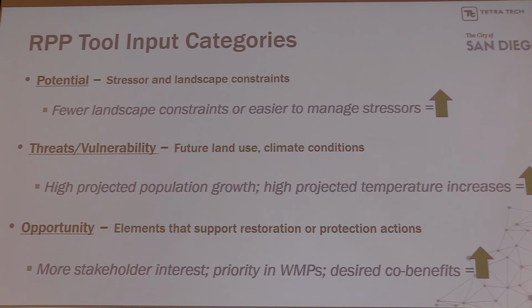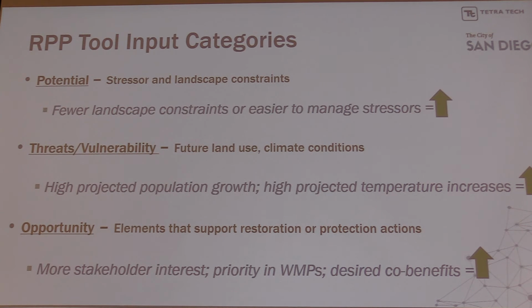So what we have at the moment is what we're calling three categories of inputs to the RPP tool. One is what we're calling potential, and that is things like the stressors: how intense, how much, what kinds of stressors at the site, and landscape constraints. So this is, for example, the SCAPE tool, the BCG comes in, as well as the CAST tool output, the causal assessment output. If you have fewer landscape constraints, or easier to manage types of stressors, then that should be something that we think is going to lend it to be higher priority.